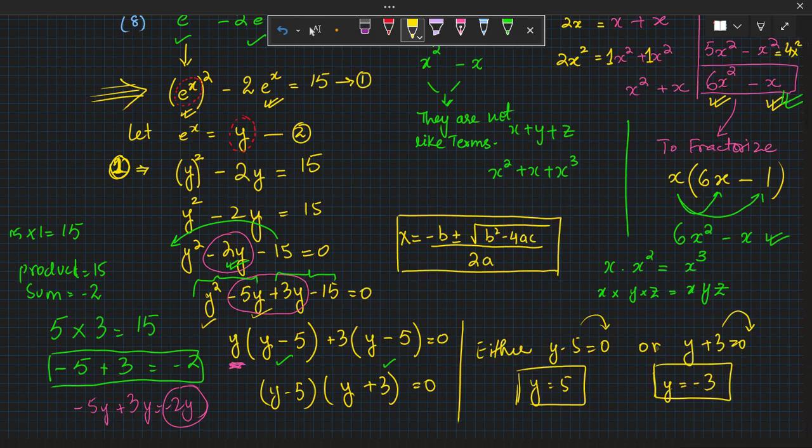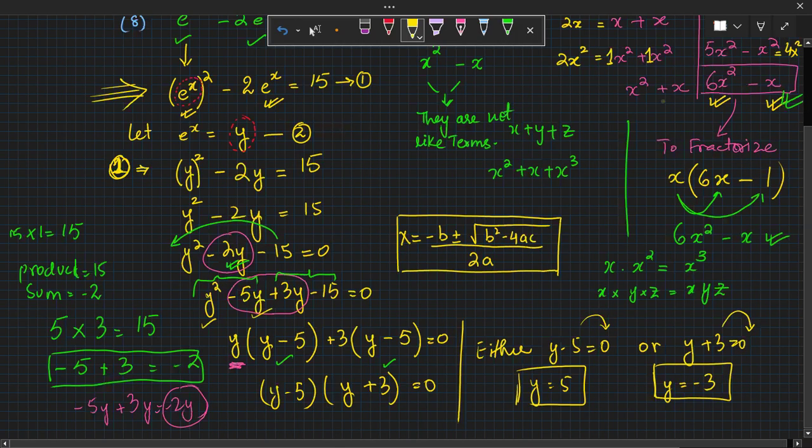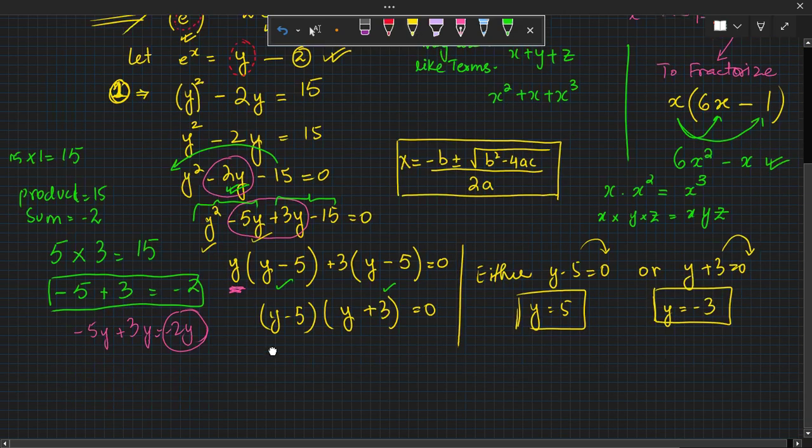Okay. Thank you. Now, what I'm going to do is put these two values, one by one, in equation number 2. Why? Because in this step, we supposed the variable equal to y, right? So for finding the value of x, we need to put the value of y in equation number 2, right?